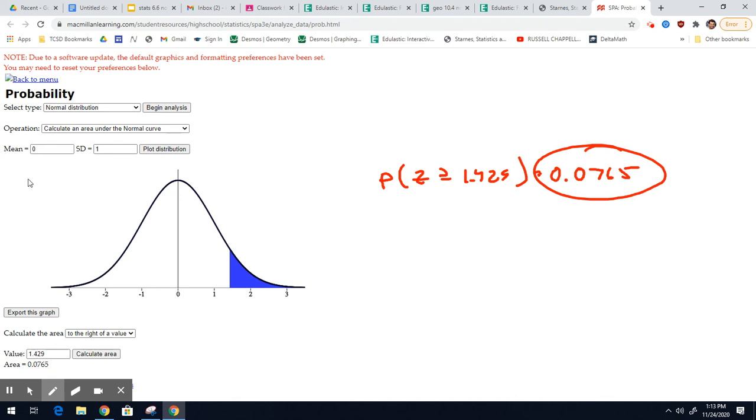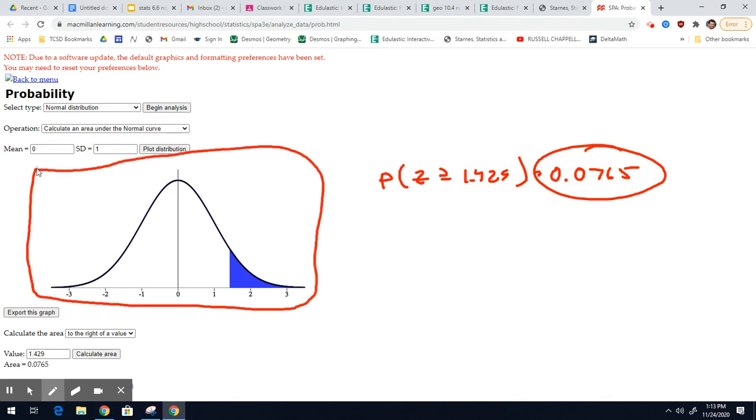And then again, don't forget to copy and paste this graph. Okay, so again, it's the same as section 6.5, except when you see that the population is not normal, you have to then show me that the n size, the sample size, is at least 30, and mention that it's approximately normal by the CLT.